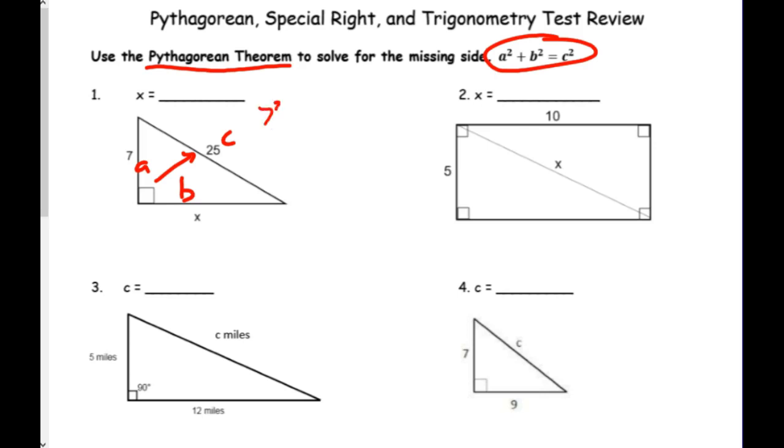Okay, so we got 7 squared plus x squared equals 25 squared. 7 squared is 49 plus x squared equals 625. So all I did was square them on the first step. Now notice x squared has a 49 on that side. I got to get rid of that 49. Minus 49, minus 49. x squared equals 576.